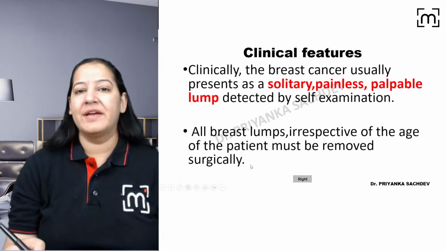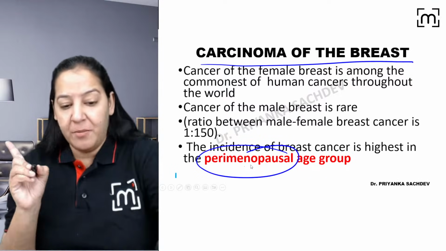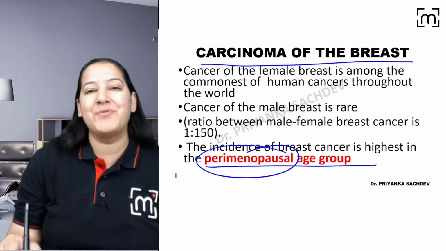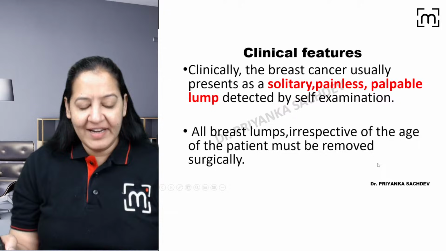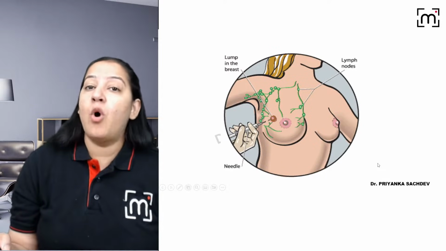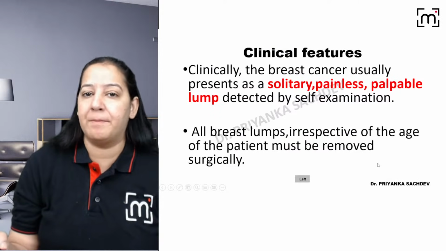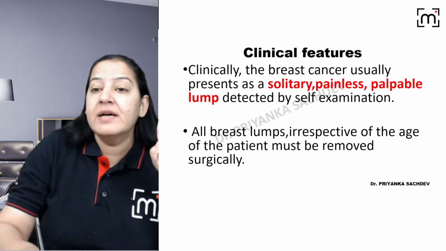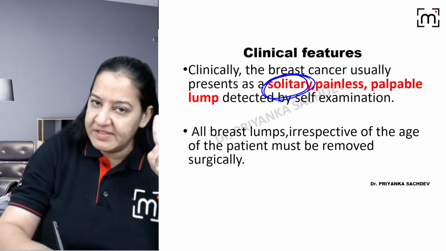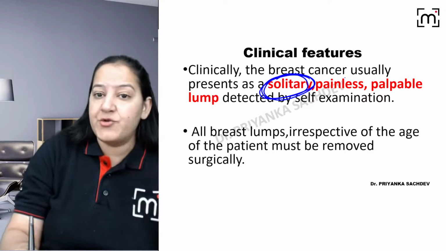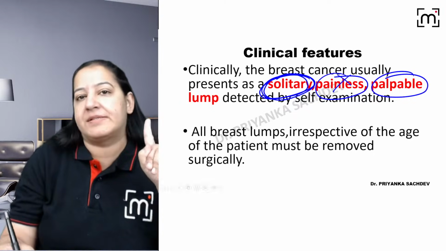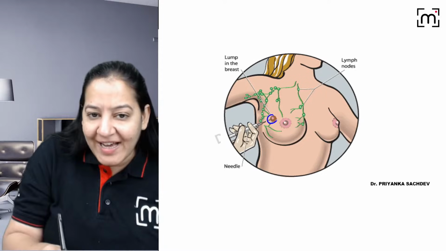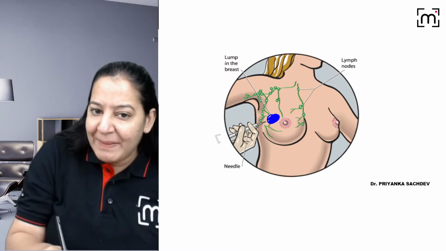Okay, so we are done with the age. The most common age group is the perimenopausal age group. What are the clinical features? When any lady comes to you with breast cancer, what will she complain about? She will come and say, doctor, I'm having a single lump. It's always solitary, mostly. Solitary, painless, I don't have any pain in that. A painless, palpable lump in my breast. So in the breast, she may experience a solitary, painless lump.